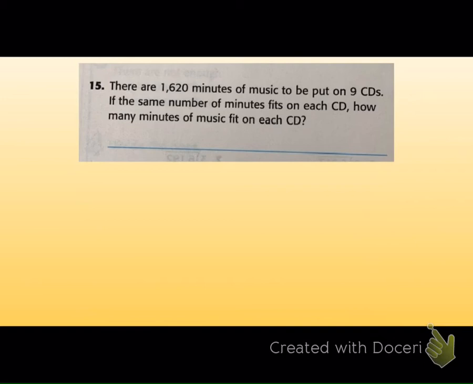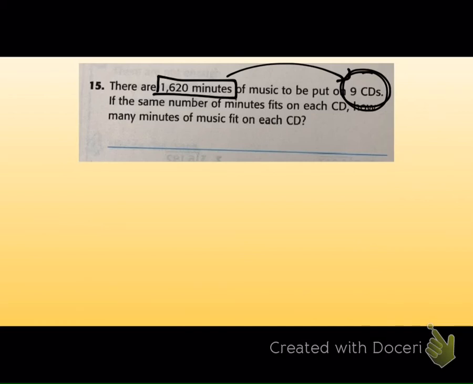All right, guys. Let's take a look at this problem here. Over a page, number 15. There are 1,620 minutes of music to be put onto 9 CDs. If the same number of minutes fit on each CD, how many minutes of music fit on each CD? So this is kind of like the problem that we did before when we had the tape diagram. So we're dealing with this amount of minutes onto 9 CDs.